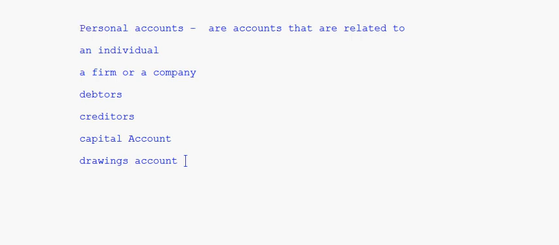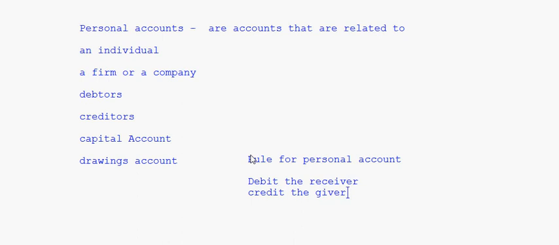Now the rule for this personal account, which is important here: the debit and credit rule for the personal account is debit the receiver and credit the giver, right? So the person who is receiving something is debited and the person who is giving something is credited, right?